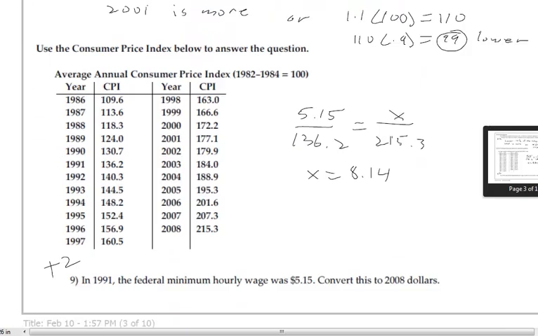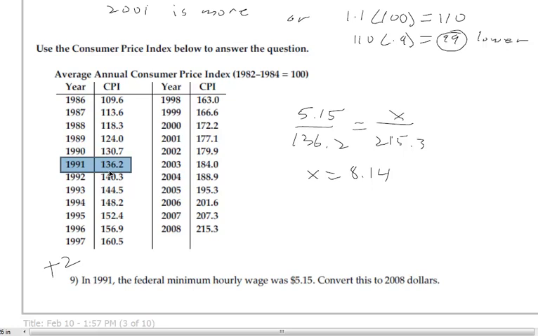And this next one is a consumer price index question. You have to set up a proportion, and they're comparing 1991, so we find 1991 here, and we say the index is 136.2, so 5.15 is to 136.2 as X is to 2008, which is 215.3. So you cross multiply and divide, and so $5.15 an hour in 1991 is essentially the same thing as $8.14 in 2008.